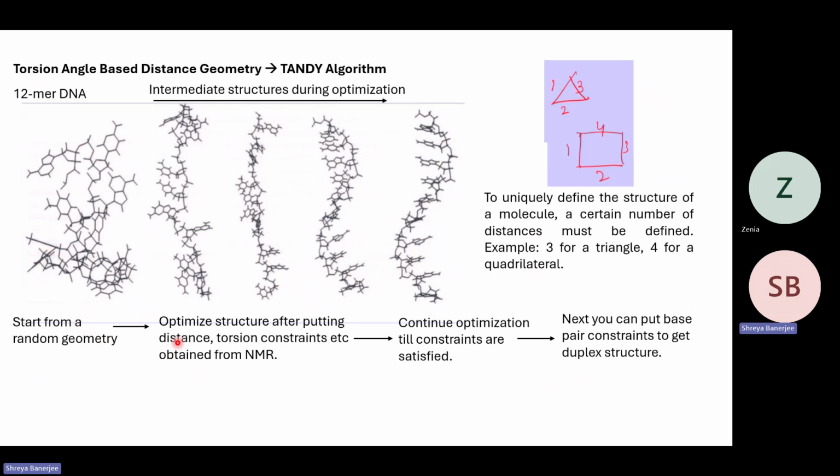We put the distance constraints and torsion constraints as obtained from NMR, and we start the optimization. During the optimizations, as more and more of the constraints are getting satisfied, the structure goes more and more towards the helical structure that we all know. The optimization is continued till all the constraints are satisfied and the ENOE becomes zero. And that is the final energy minimized optimum structure that we have. So this is used to obtain the optimum structure from the NMR.